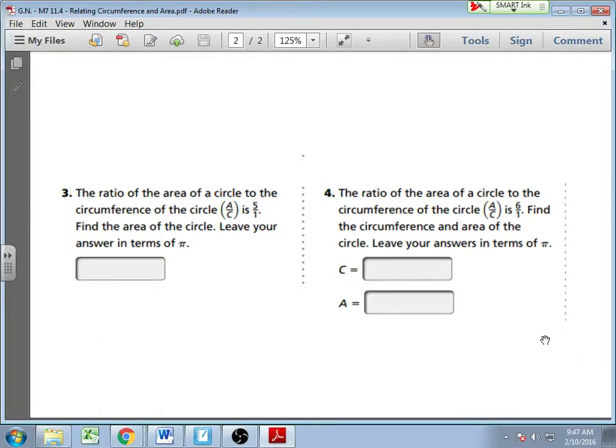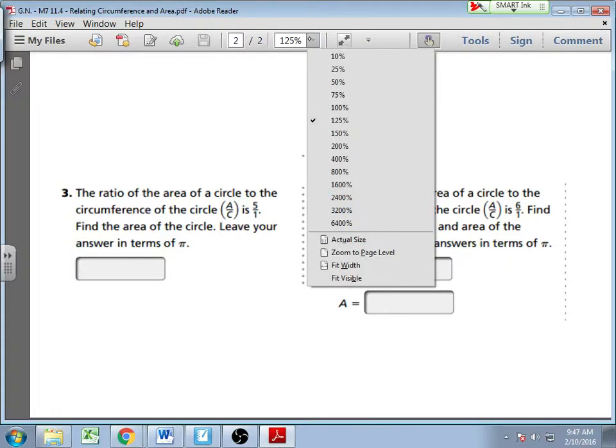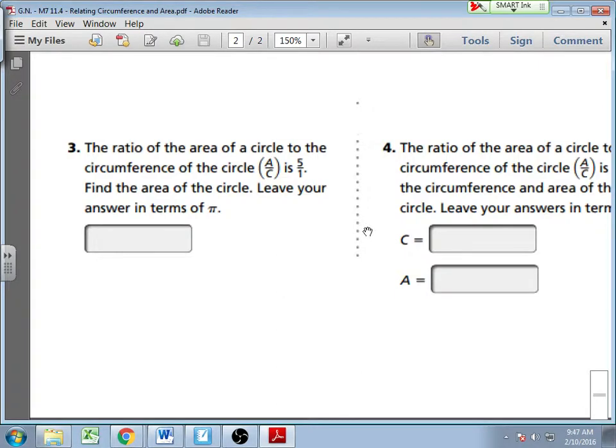Bela. The ratio of the area of the circle to the circumference is 5 to 1. Find the area of the circle. So how'd you process through this? Okay, so walk through it with me then. Because what we did in the last problem, we know that area to circumference is always equal to what? Half the radius. So if here that equals 5, then what's my radius? 10. So all we have to do is double that ratio to get my radius.